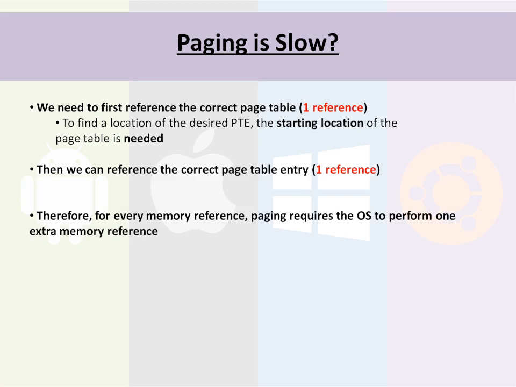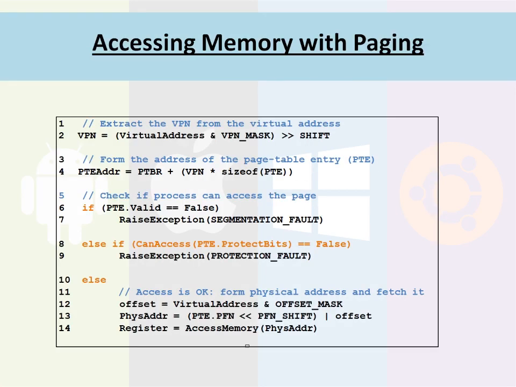This means that for every memory reference, paging requires the operating system to perform one extra memory reference every single time. And this isn't very efficient. So how does accessing memory with paging actually look like in code? I did this example for segmentation, so I'm going to do a similar type of approach for paging.